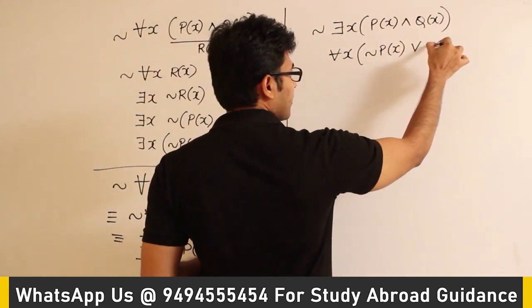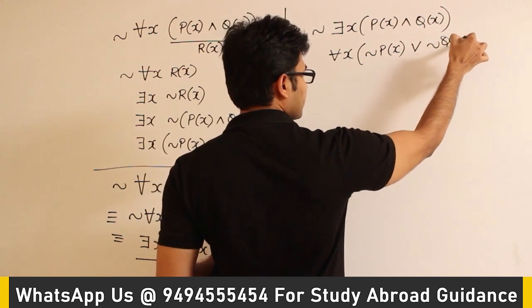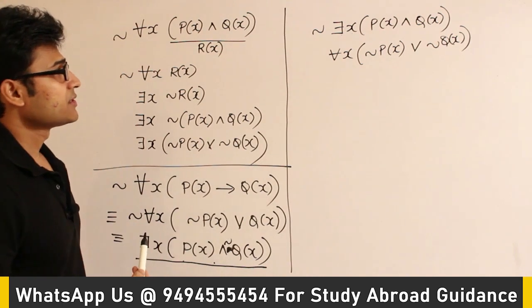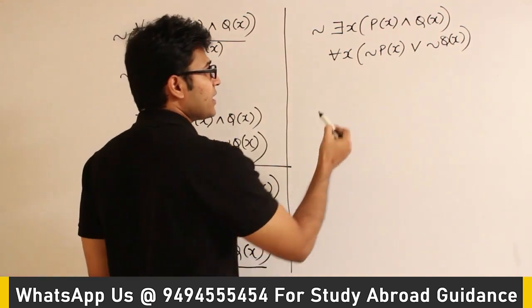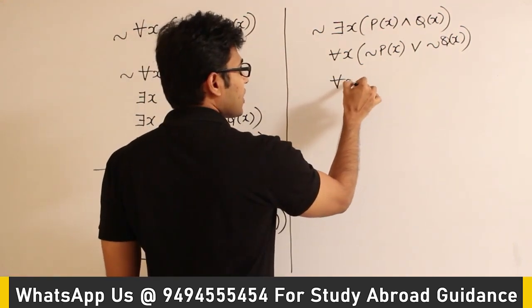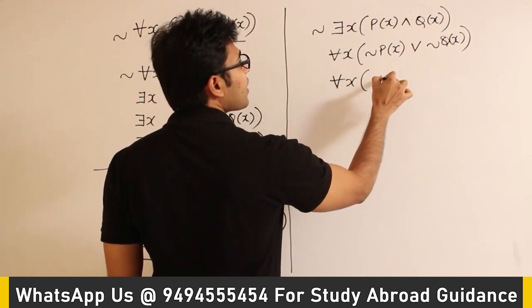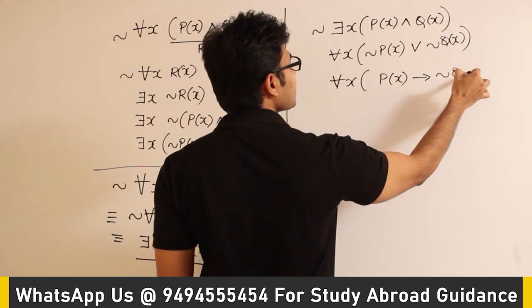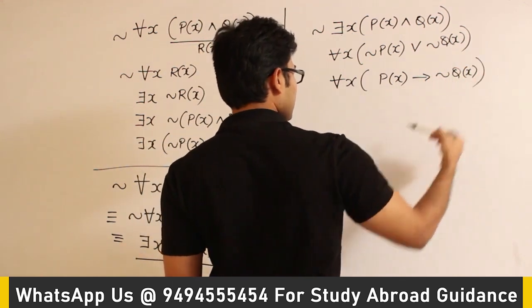or negation q of x, right? Now if you observe this, I could even write it this way: for all x, p of x implies negation q of x. Try to understand this one, important.